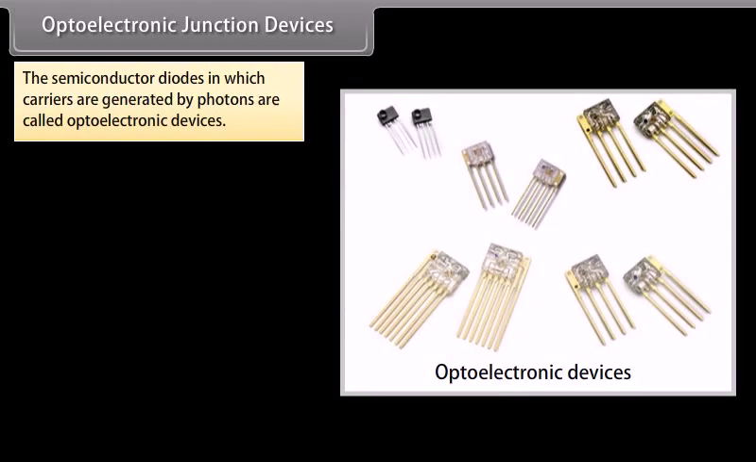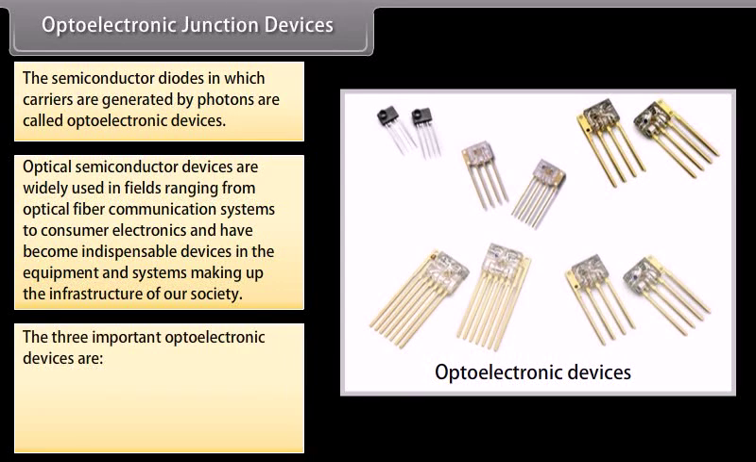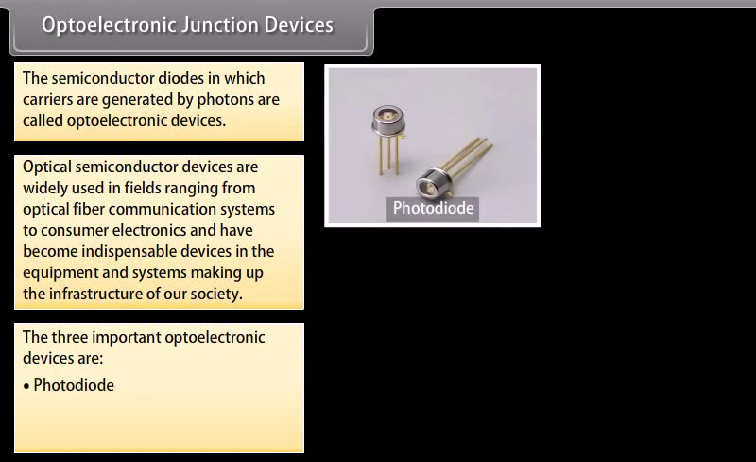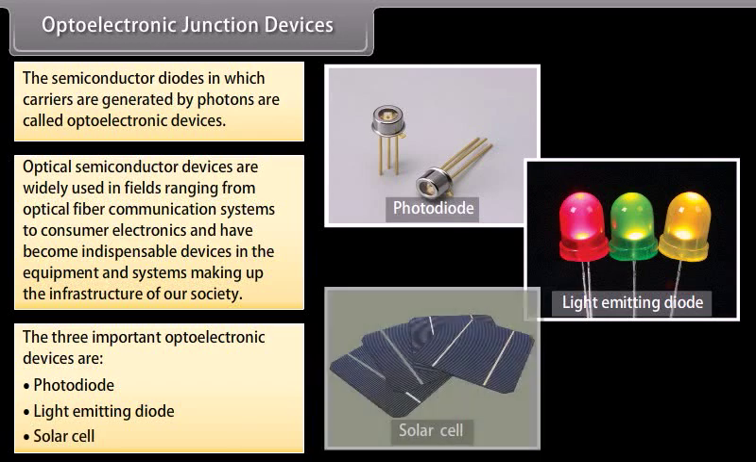Optoelectronic junction devices. The semiconductor diodes in which carriers are generated by photons are called optoelectronic devices. Optical semiconductor devices are widely used in fields ranging from optical fiber communication systems to consumer electronics, and have become indispensable devices in the equipment and systems making up the infrastructure of our society. The three important optoelectronic devices are photodiode, light-emitting diode, and solar cell.